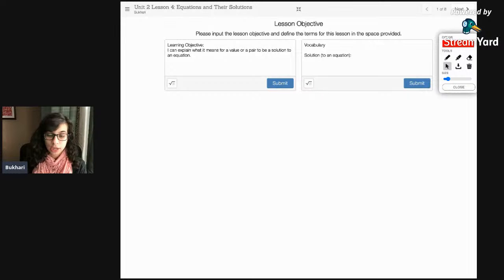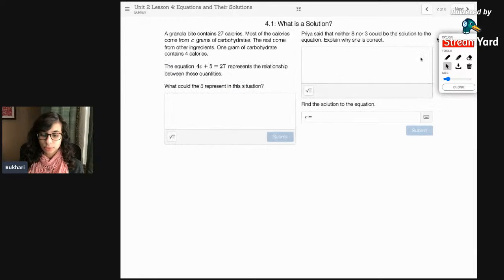focus on what you're actually learning for today. And so today we're focusing on what it means for a value or a pair to be a solution to an equation and how we can find it. Think about it in context as well. And so for your first activity, it's going to be a review, hopefully, of what a solution of an equation means and how we can interpret it in terms of this equation, right?